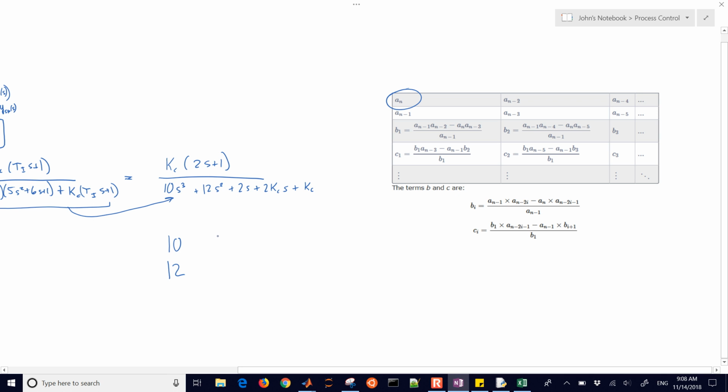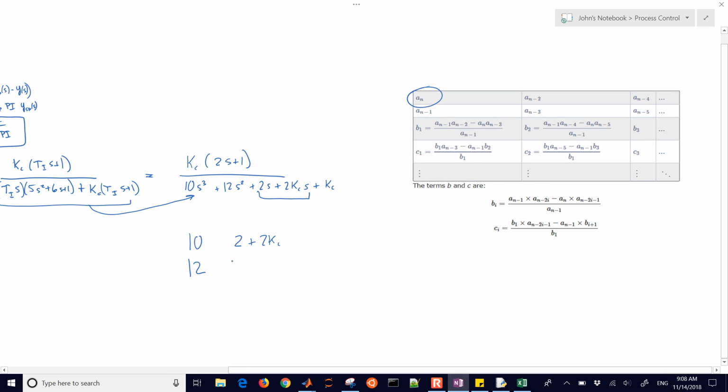And then we have 2 plus 2Kc. It goes right here. I just factored out the s. It's that whole term right there. And then I'm going to have right here, I'll have Kc. Okay, now we have these 4 terms right here. What we need to do is start computing down what B1, B2, C1 would be. So let's go ahead and use just those formulas there.